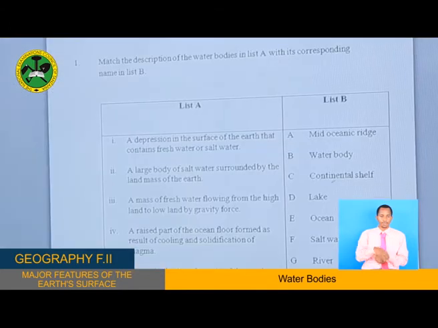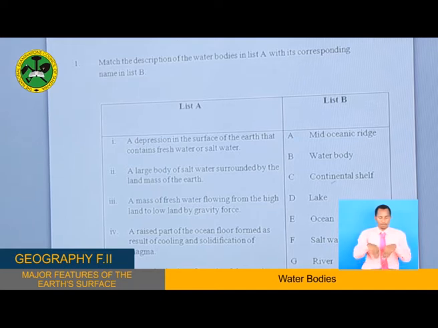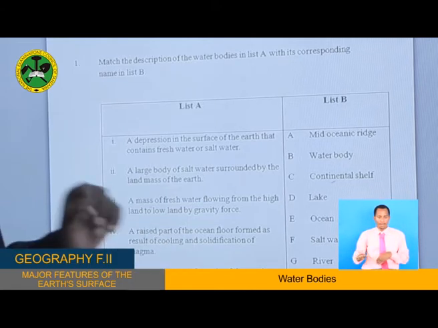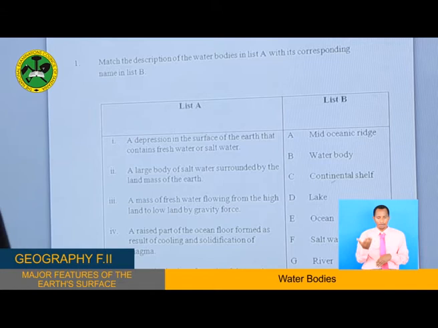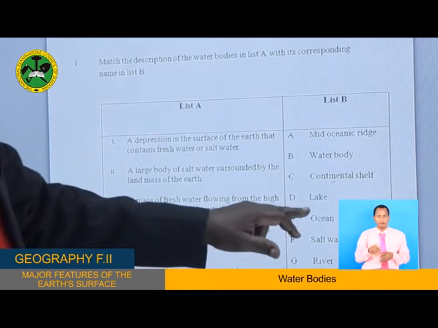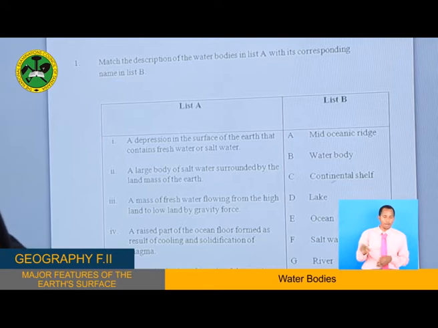The last one, Roman 5. A gentle sloping of a margin of the continent that is occupied by shallow ocean water. As we have picked the river, ocean, lake, this will be among the remaining. Is it Mid-Oceanic Ridge? No, because we have picked. Is it water body? No. So the answer here is C, continental shelf.